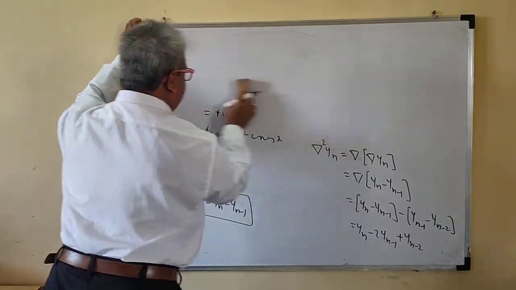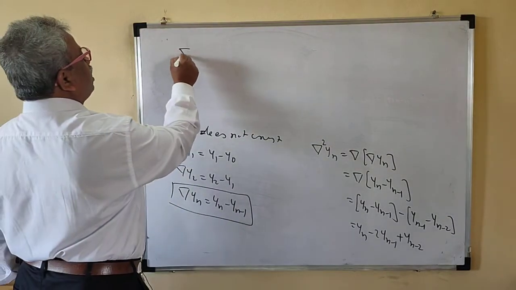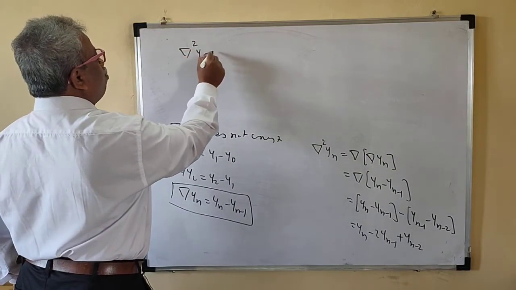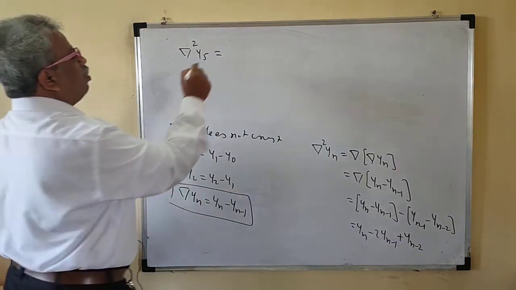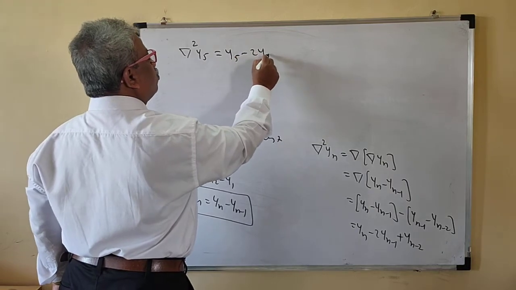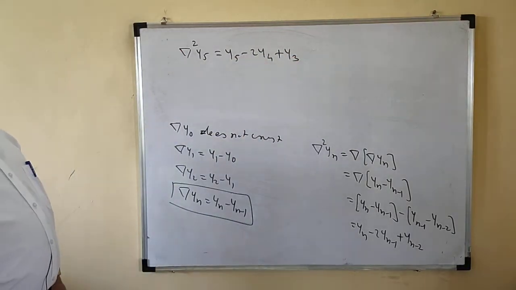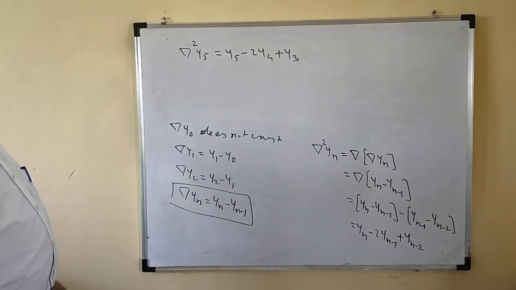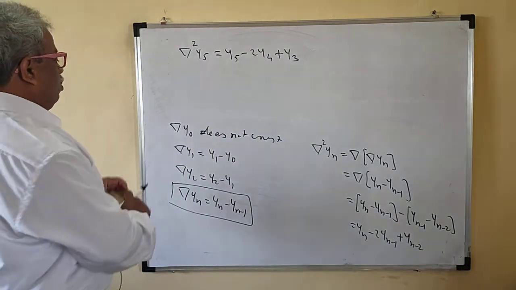This is the general formula for second order. Okay. So that means, similarly, you can write, suppose you want to find nabla square y5. So that is y5 minus 2 y4 plus y3, एक एक कमी करायचं. Okay. So this is the formula for the second order backward difference.